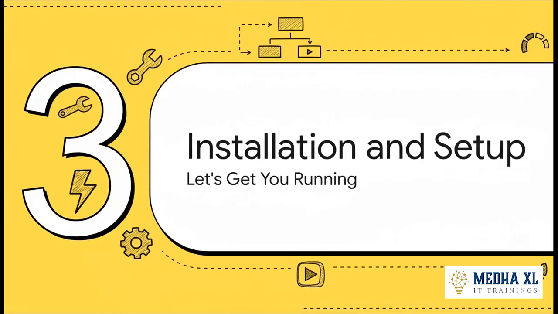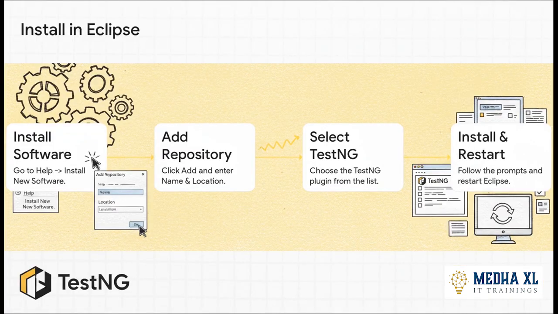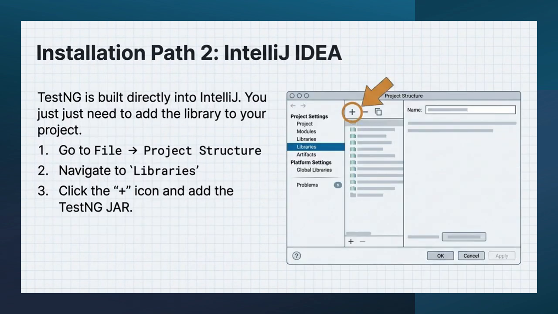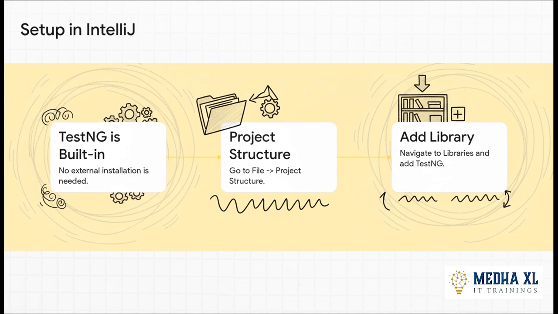All right, enough talk, right? Theory is great, but let's get our hands dirty. Let's move on to the how and see just how easy it is to get this thing set up in your own environment. If you're an Eclipse user, this is going to be super straightforward. You just pop into the Install New Software menu, add the TestNG repository, click to install the plugin, and after a quick restart, you're good to go. And for all you IntelliJ folks out there, you've got it even easier. The TestNG plugin is already built right into the IDE. All you have to do is hop into your project structure and make sure the TestNG library is enabled for your project. Seriously, that's it.